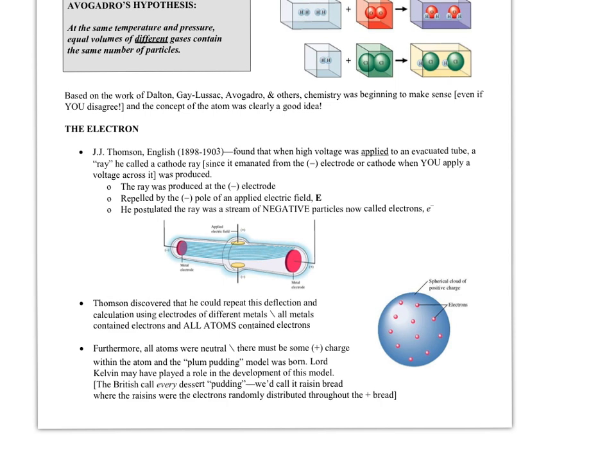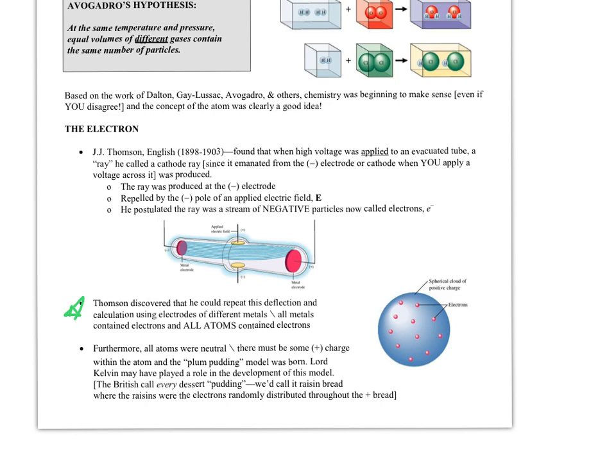But then he noticed that it was being repelled by the electric field. So this led him to think that this negative electrode was pushing away negative particles, because we know negatives do not like other negatives. So basically, Thomson discovered that all atoms contained these negative particles that were pushing away from the negative electrode, and so he called those the electrons. So if we look right here, we can see that Thomson discovered he could repeat the deflection calculation using electrodes of different metals, so it worked with different elements, and all metals contained electrons, and all atoms contained the electrons.